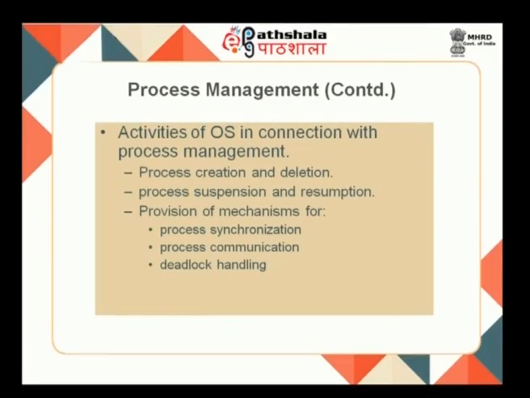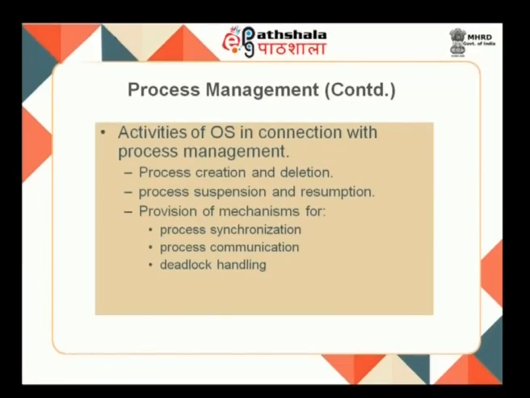And then when there are many processes running in the system, the processes may have to communicate between themselves, that is, the output of one process may be given as the input of the other process and vice versa. So in that case process communication needs to take place. Facilities for this are given by the operating system.